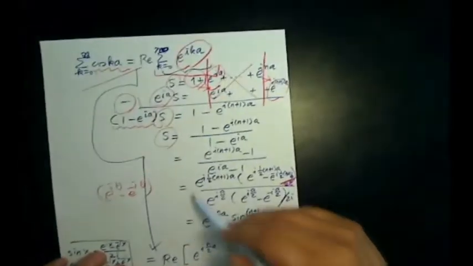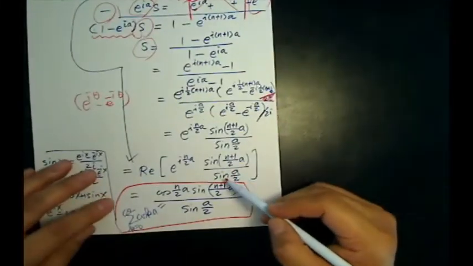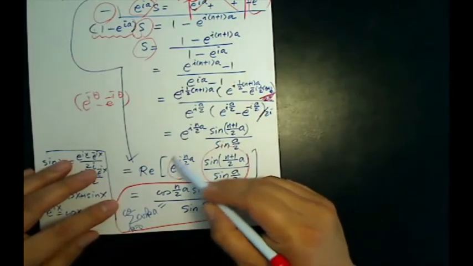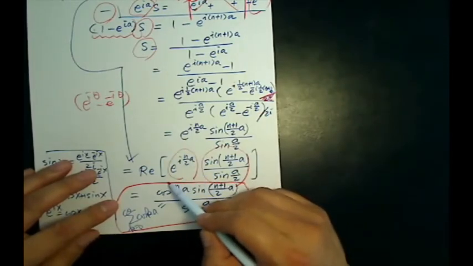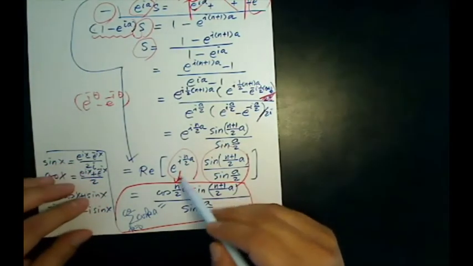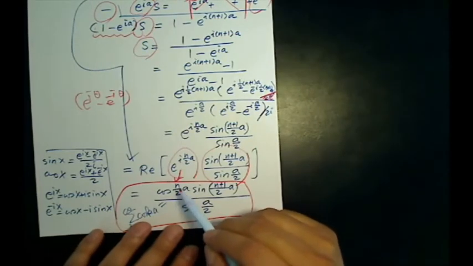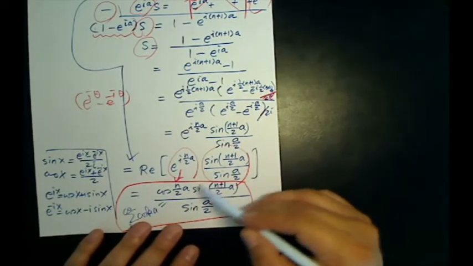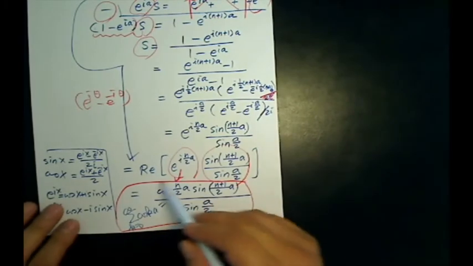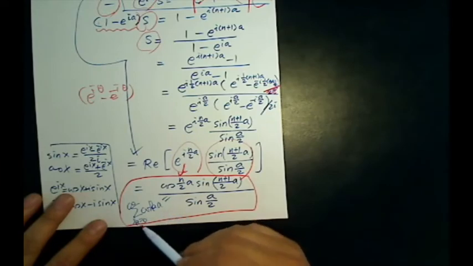Now, substitute this result in here, and take the real part. As we know, this value is a real number, and this is a complex number. The real part can be obtained by taking the cosine part of this exponential. So this is cosine of one half n a, and this factor is copied. This is for the summation of cosine k a from k equals 0 to n.